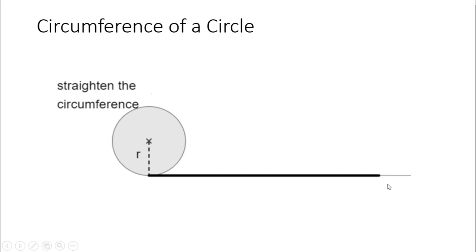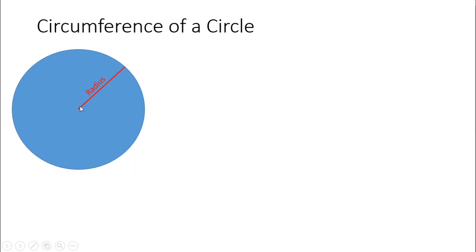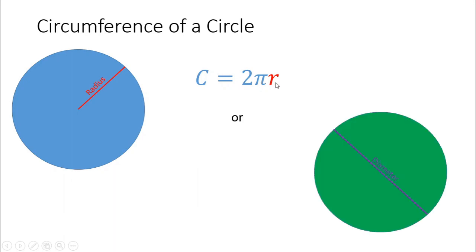And the length of that circumference depends on the values that we're given. If we're given the radius of the circle, for example, we can use this formula. The circumference is equal to 2 times pi times the radius. However, if we're told what the diameter of the circle is, we can use this formula. Circumference equals pi times diameter.